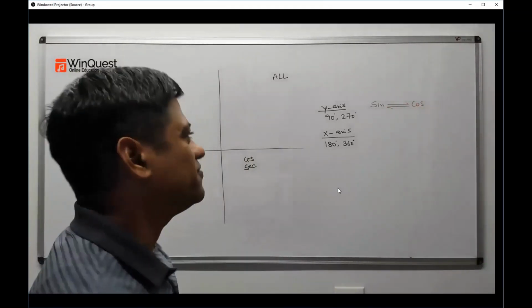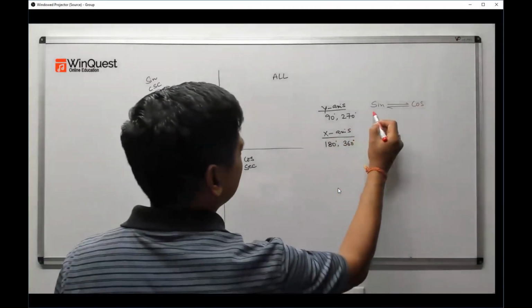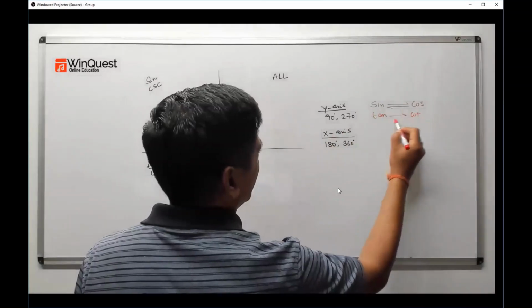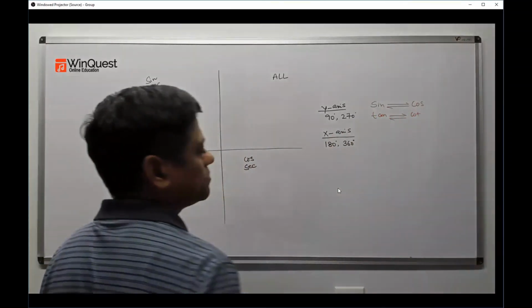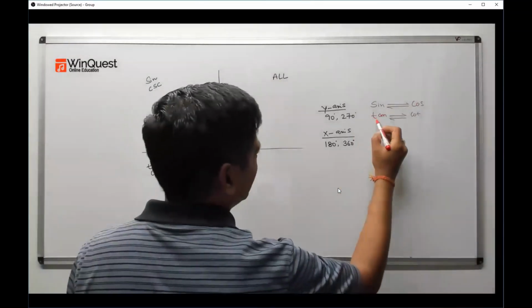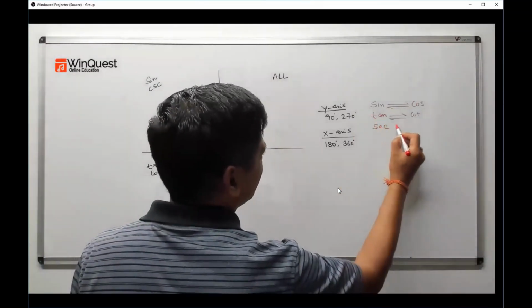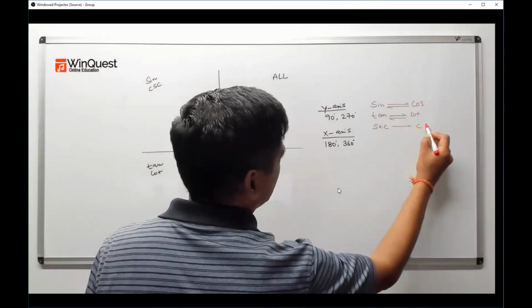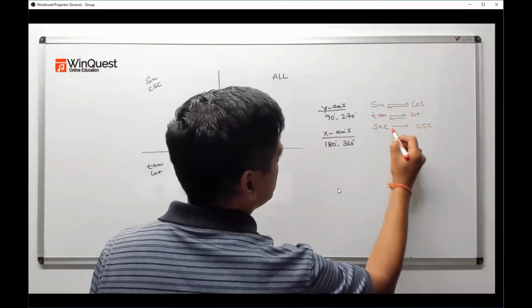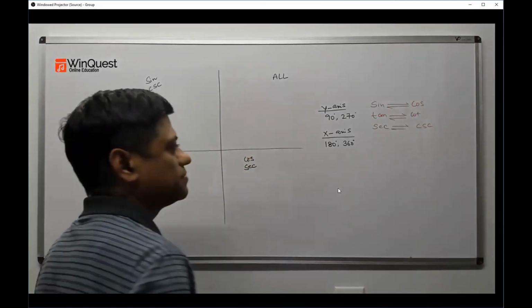Okay. If there is a tan function, this will become a cot, and if there is a cot, then it will become tan. And if there is a sec function, this will become a CSC function, and CSC will become sec.